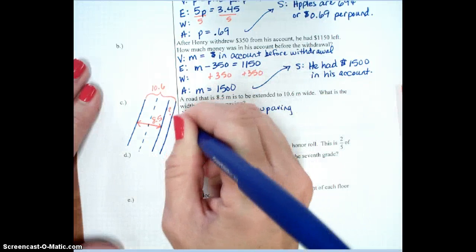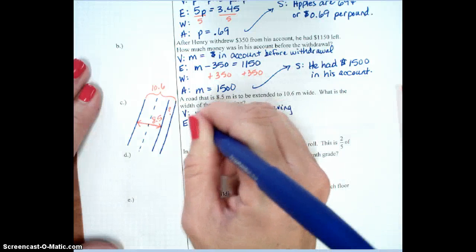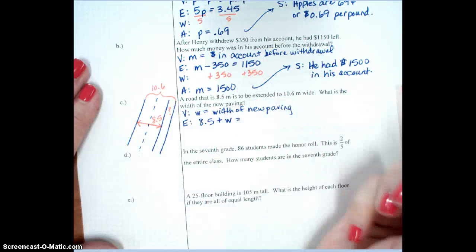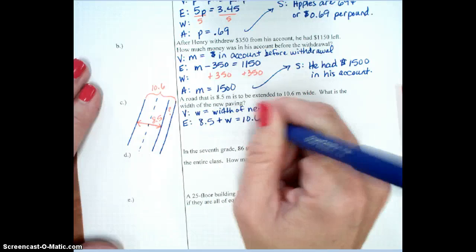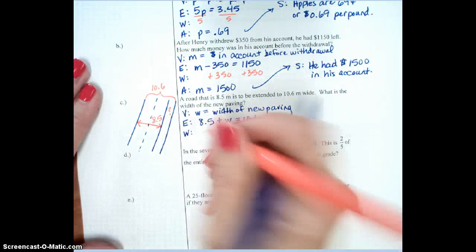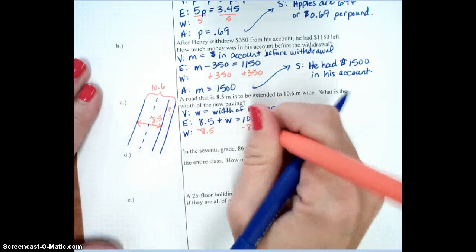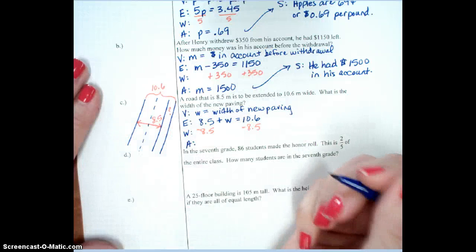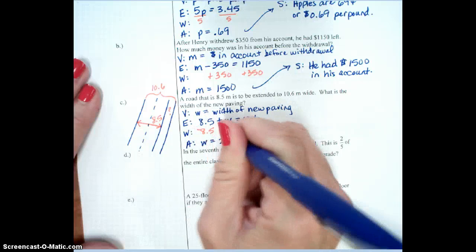And I'm going to write an equation using my variable. So the present road is 8.5 plus the new width of my new paving is going to end up being 10.6. And then I want to show work on my equation. So I'm going to subtract 8.5 from both sides. And then my answer I get for W is W equals 2.1.